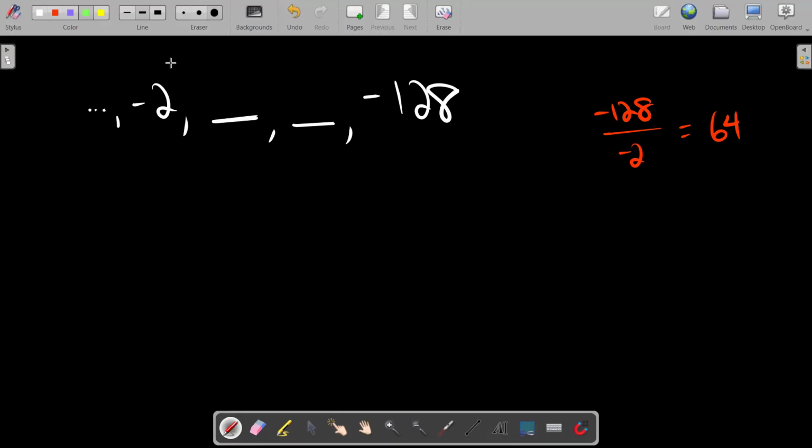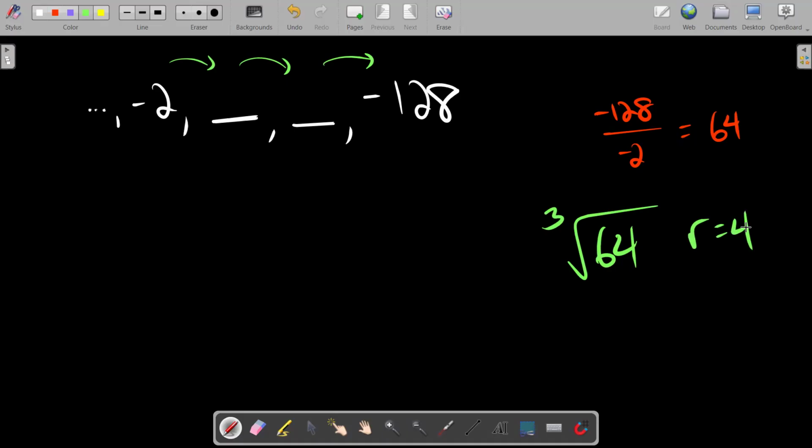So to go from -2 to -128 requires 1, 2, 3 jumps, which means you take the total, 64, and you take a root of the third flavor and you're done. And R is 4, just like that. Okay. So there's 2 steps to the process. Step 1 is division. Step 2 is using a root. And the index or type of the root is going to be determined by the number of jumps we had to make. And so just like that, boom, R pops out. And we can now say that R is 4, which means that we take this times 4, -8, take this times 4, -32, and so on and so forth.